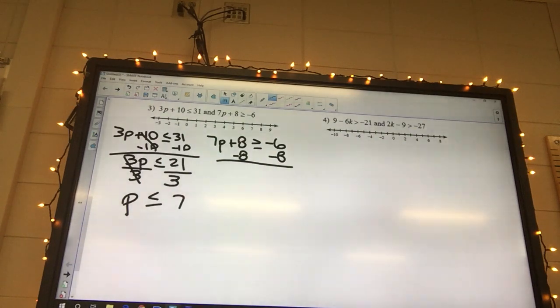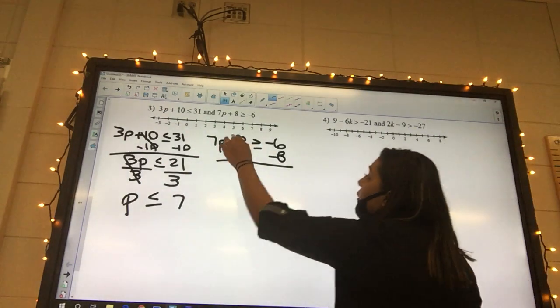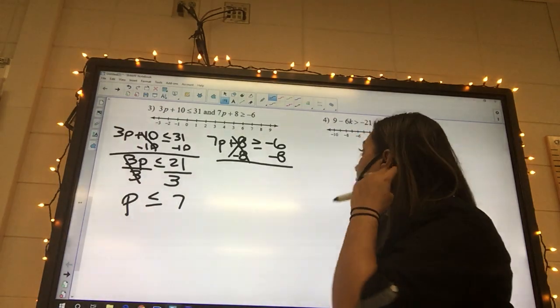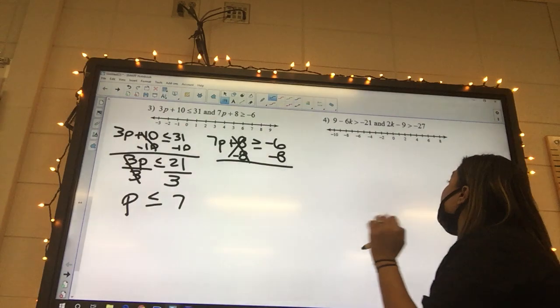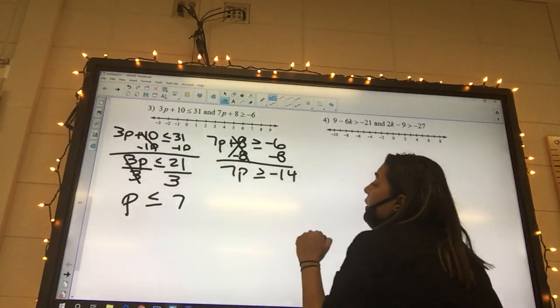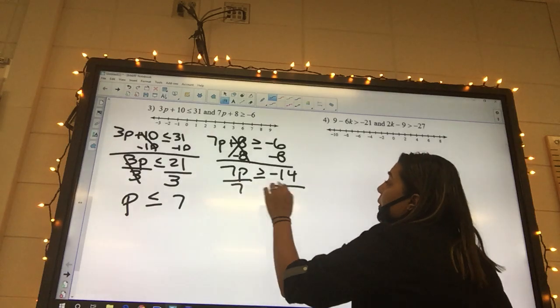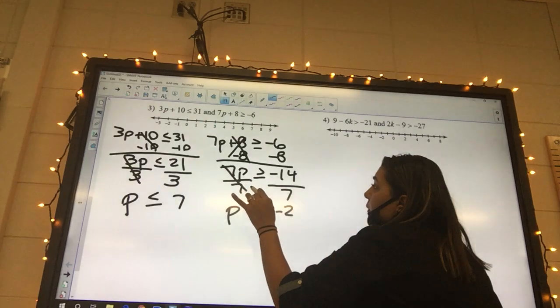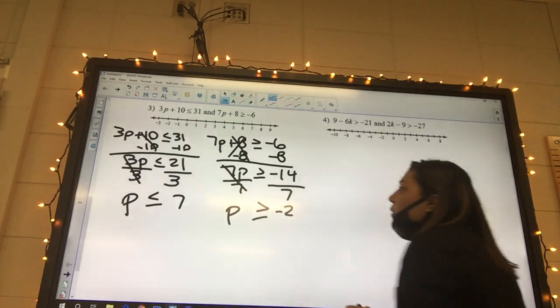Okay, so my 8s are going to cross out and cross off 1 through 3 on there, okay? Since you're just getting in here. So 8, 9, 10 is going to be negative 14, and you got 7p. And so my last step is going to be to divide by 7. Do we need to flip? No.